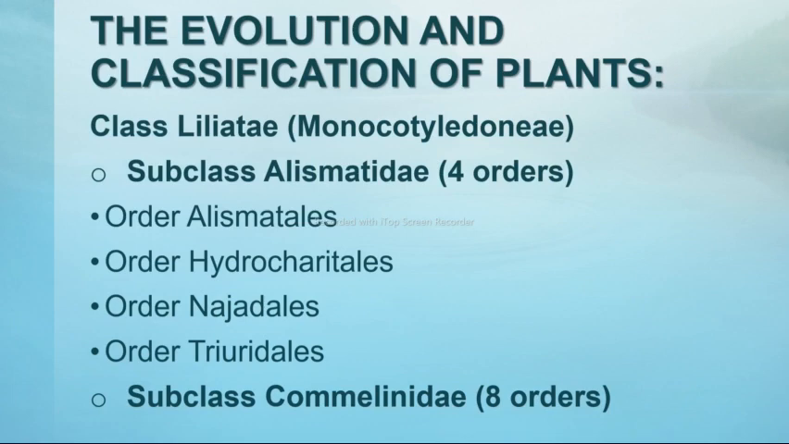Class Liliatae, which is also known as Monocotyledoneae. Subclass Alismatidae includes four orders: order Alismatales, and next order Hydrocharitales. Next is order Najadales, and next order is Triuridales. Next subclass is Commelinidae, which includes eight orders.